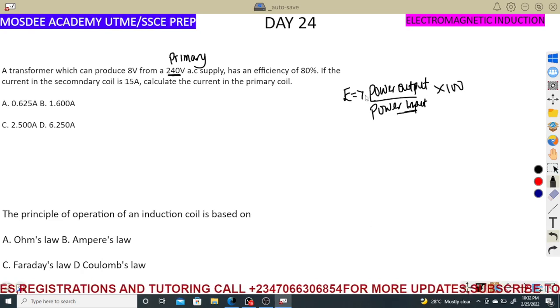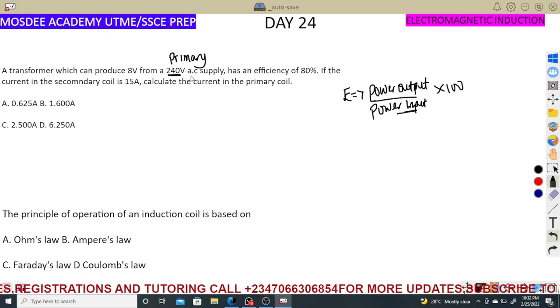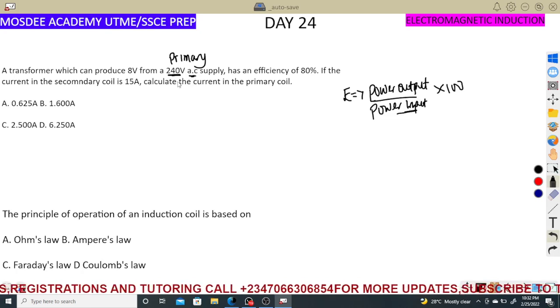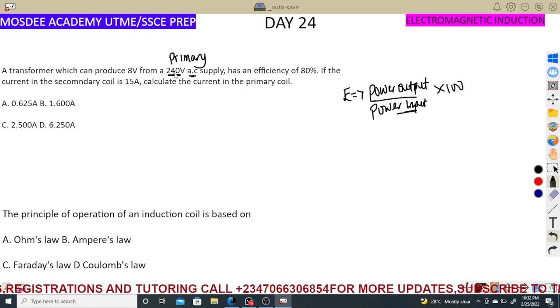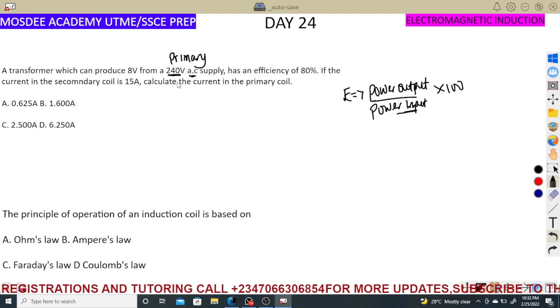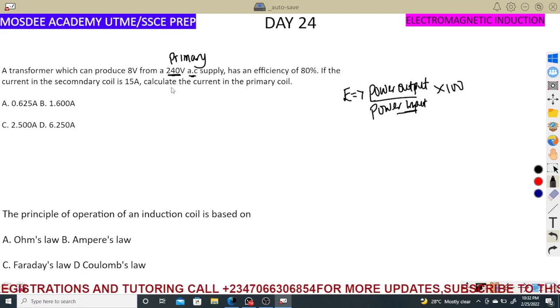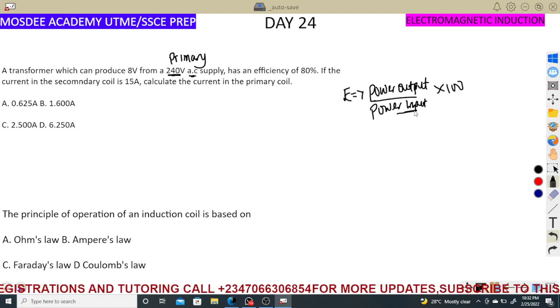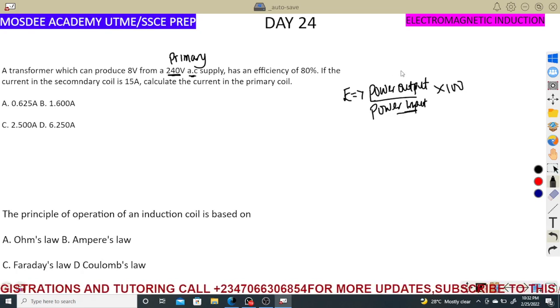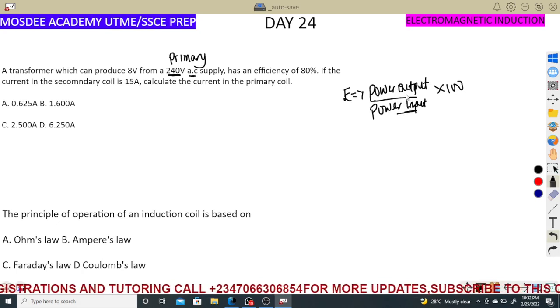Now, here you can say power output pattern. The power input is the supply, the total supply from the transformer. The one that will come to your house may not be up to 240. Please note that because of loss. When it starts coming to your house, the one that will give you light might be 220. So always note that power input is always bigger than power output. So when you are doing your transformer stuff, don't make a mistake.